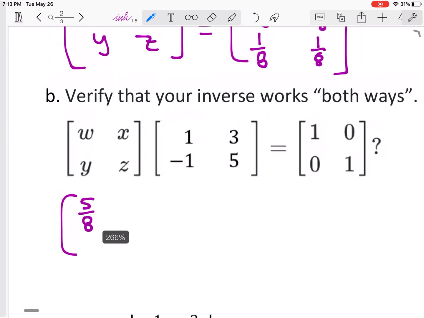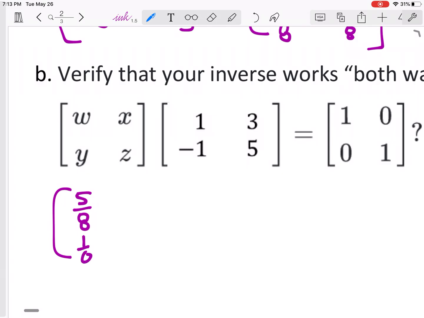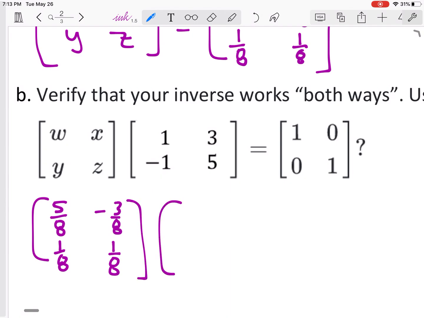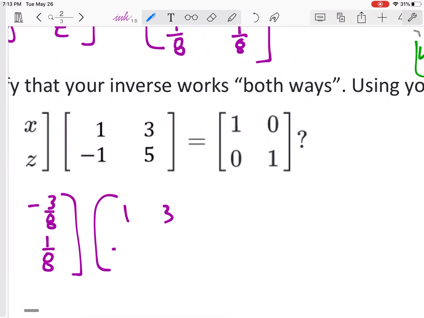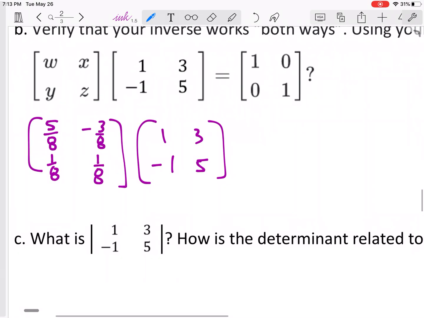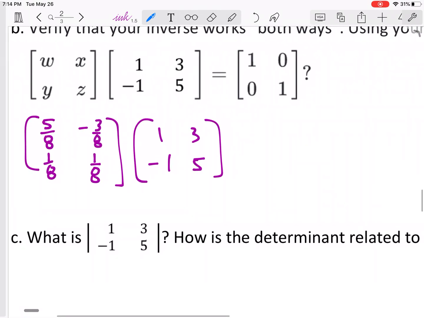5/8, 1/8, negative 3/8. I'm just listing all these, and we're multiplying that by 1, 3, negative 1, 5. All right, I'm not going to do this for you. Give it a shot. Yeah, it involves a bunch of fractions, but you should ultimately see that you end up getting 1/8.